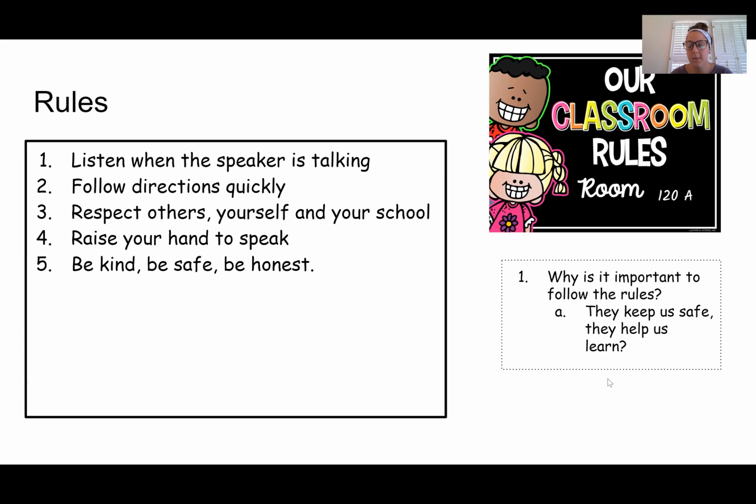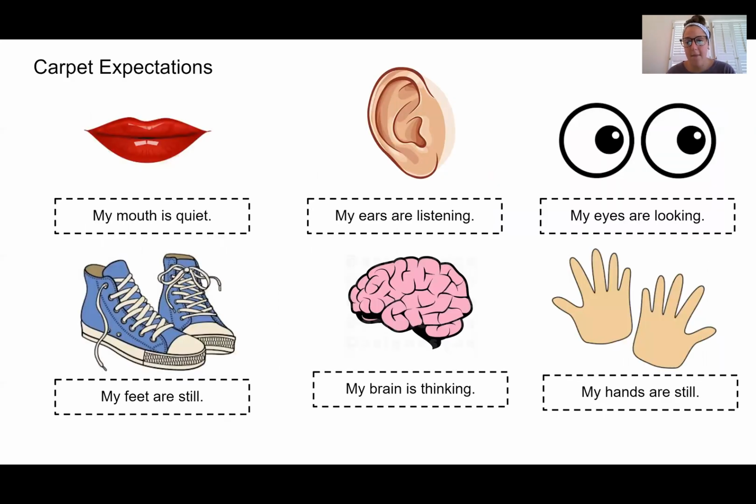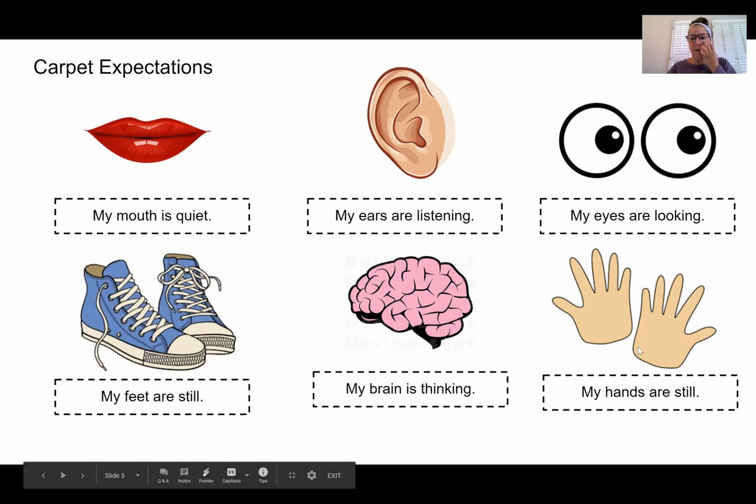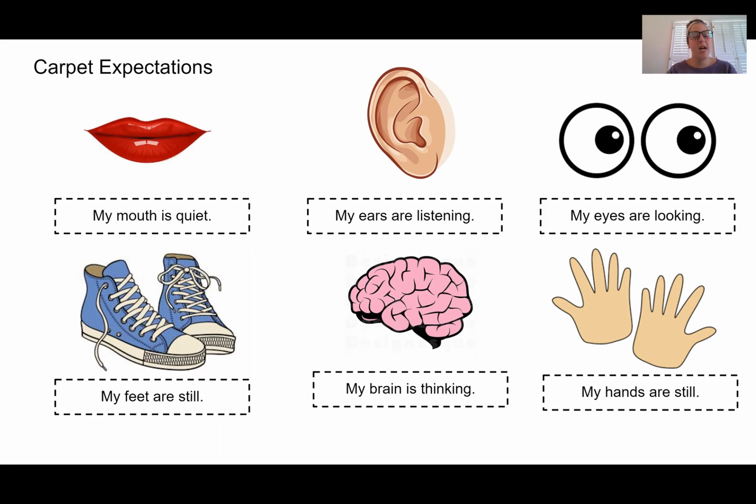Now that we know our rules, let's make sure you're in the right position to start learning today. Repeat after me. My mouth is quiet. My ears are listening. My eyes are looking. My feet are still. My brain is thinking. And my hands are still. Very good. Now, usually we do this when we're on the carpet, but wherever you are in your house, make sure your eyes are looking, your ears are listening, your mouth is quiet, and your body is calm so you're ready to learn. Give me a thumbs up if you're ready.